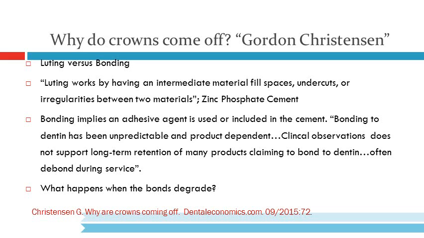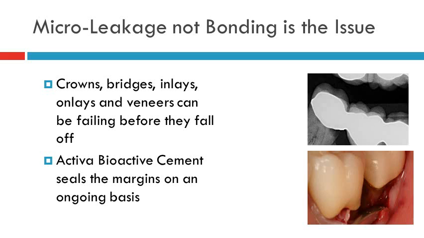Bonding to dentin has been unpredictable and product dependent, according to Dr. Christensen. Clinical observations do not support long-term retention of many products claiming to bond to dentin, and often these products debond during service. So what happens when these bonds degrade? We must come to the point where we realize that bonding is not the issue or the reason for failure of crowns, it's micro-leakage. Crowns, bridges, inlays, onlays, and veneers can be failing before they ever fall off.